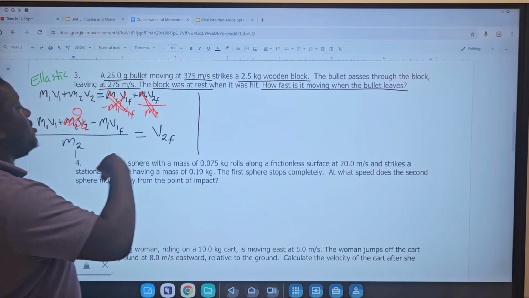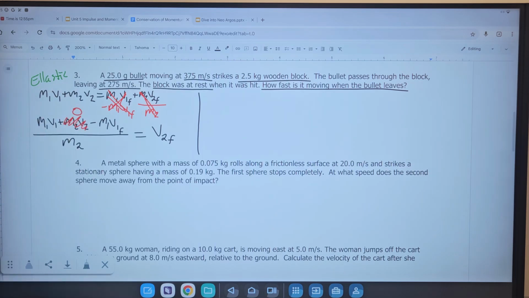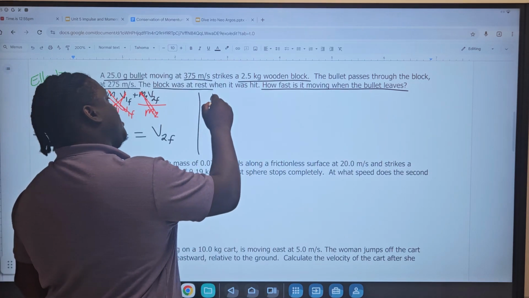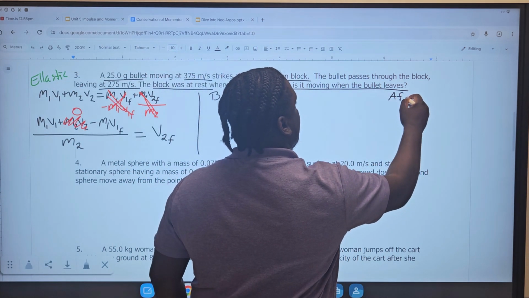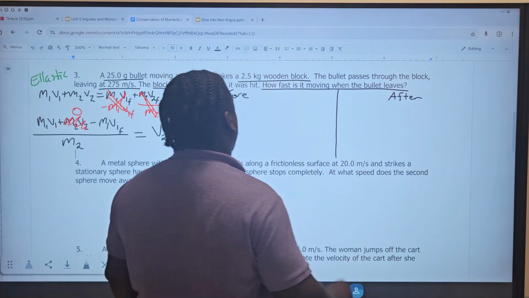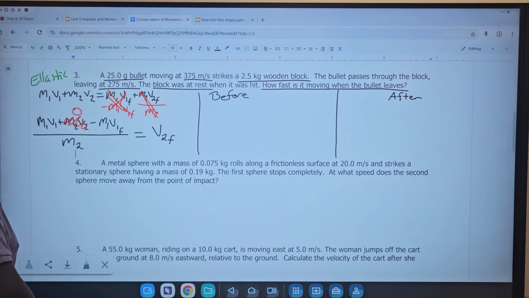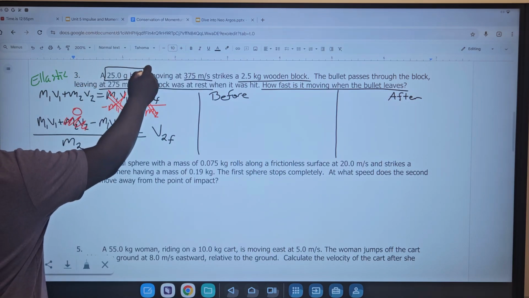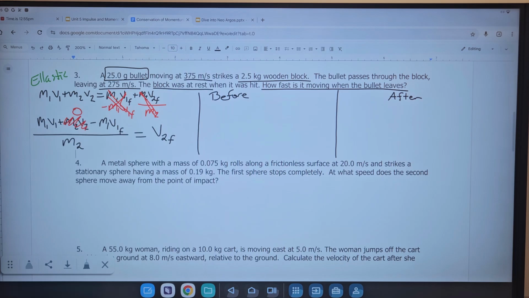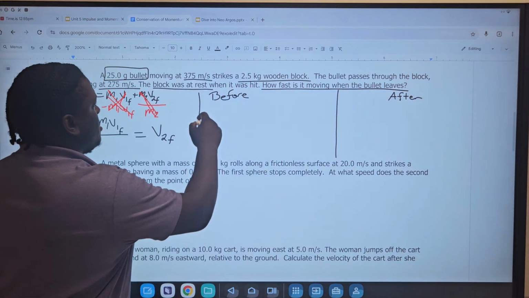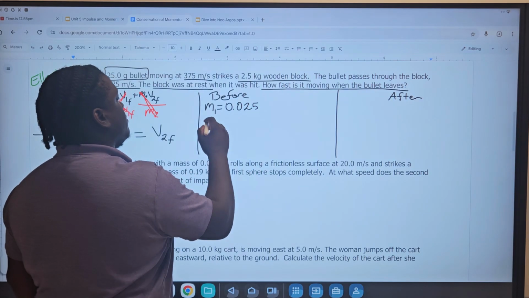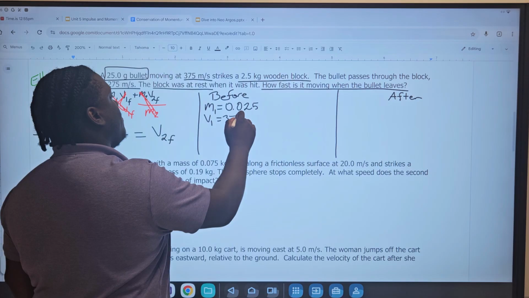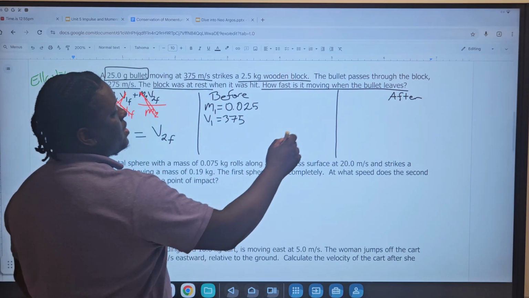And let's say Desmos wasn't fun for you and this just looks like a bunch of scribbles. We still do before and after. Just be prepared. It'll take some time. Before the collision, after the collision. Well, before the collision, and when you do any of these, that bullet mass is not correct. We don't use grams, we use kilograms. So M1 should be 0.025. V1 should be 375. That gets you some number.